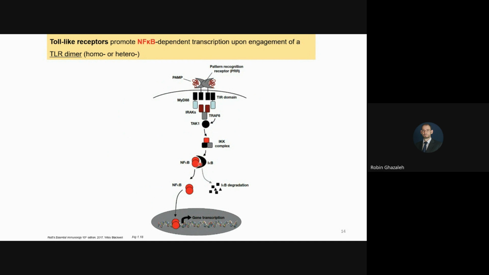But as a result of the toll-like receptor binding to a pathogen-associated molecular pattern, that receptor gets activated and sets up a signaling pathway, which results in the phosphorylation of this molecule, and that phosphorylation sets up the inhibitory unit to go and be degraded by the proteasome.